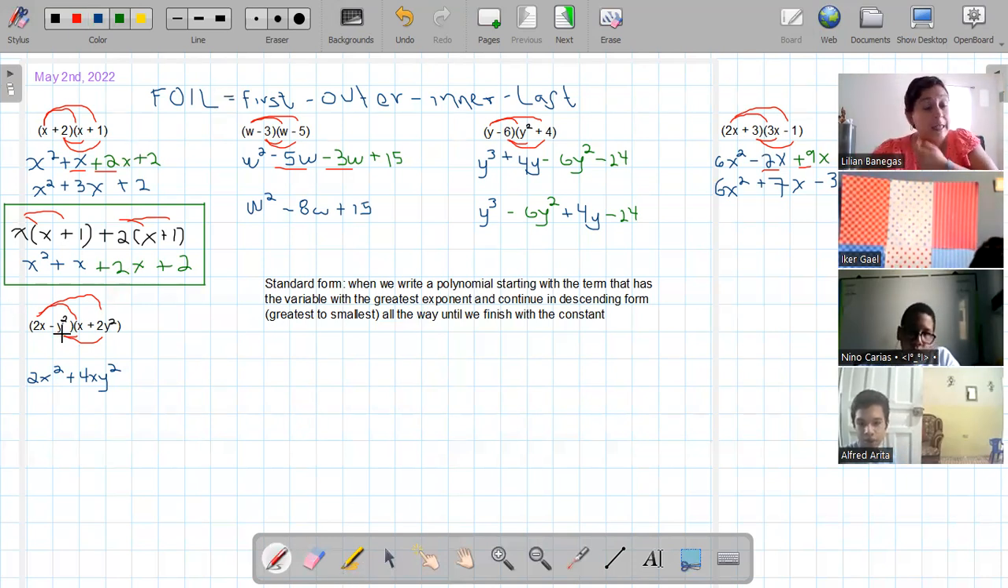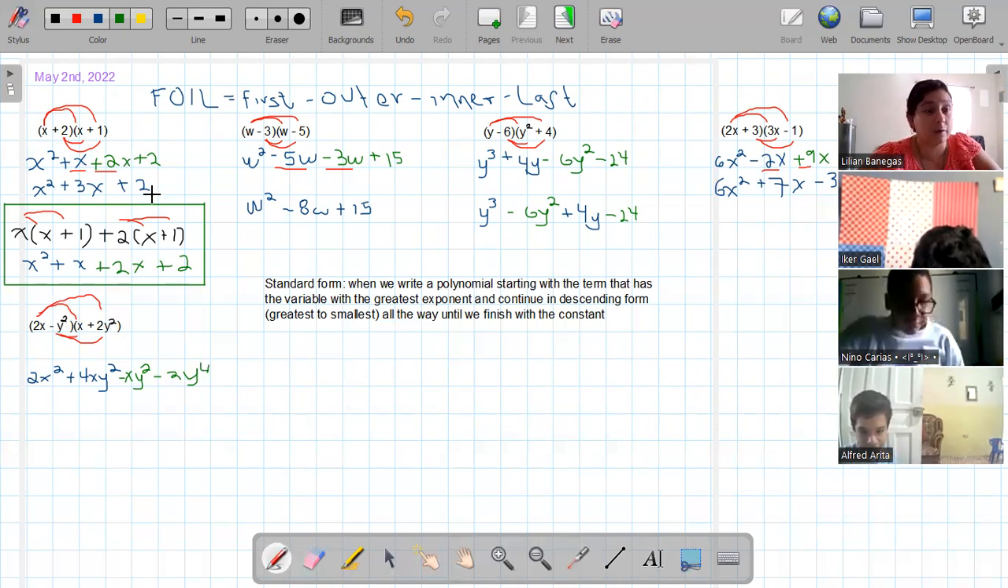Let's go with the other term. Negative y squared times x. Negative y squared x, but we write it in alphabetical order, so it's negative xy squared. It's the same thing, but we're writing in alphabetical order. And the last one, negative y squared times 2y squared. Negative 2y to the fourth power. Very good. Negative 2y to the fourth power, because we have the same variable in here, so we add the exponents.